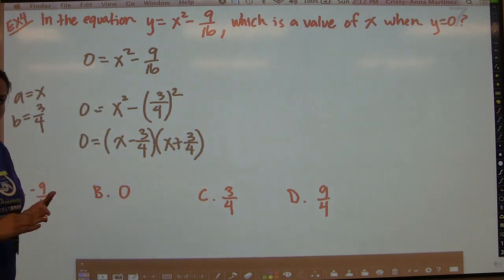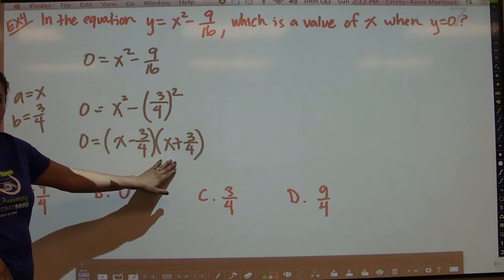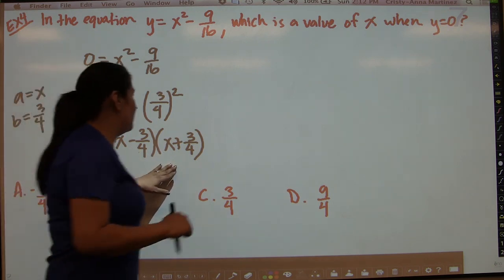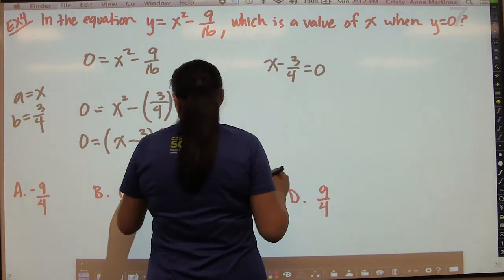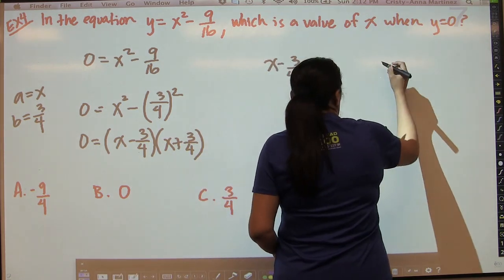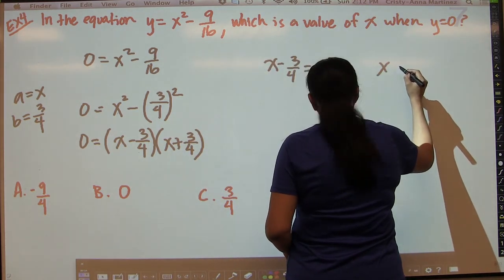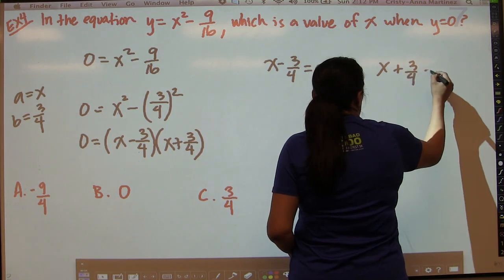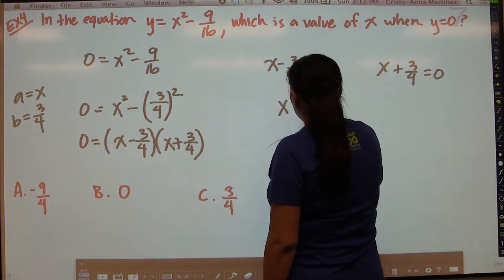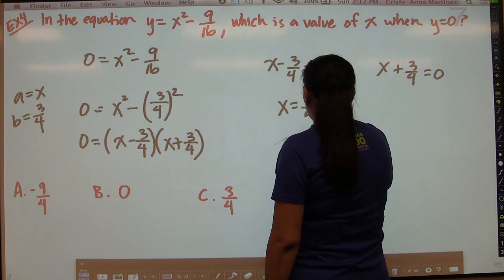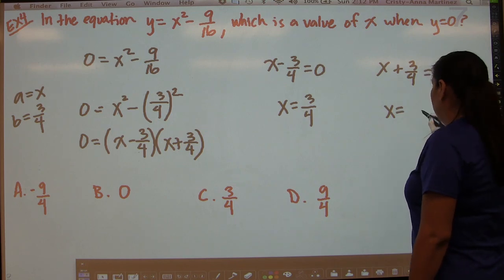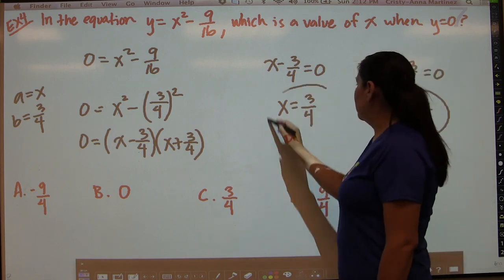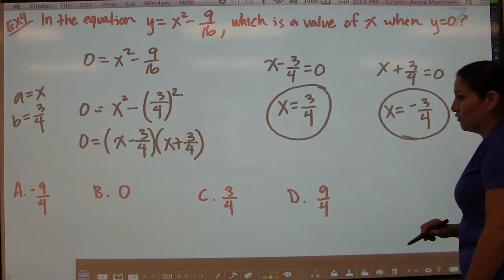And we already learned before that when you have two factors here, you want to use the zero product property, which says that you can take each factor separately and solve it. So x minus 3/4 equals 0, and x plus 3/4 equals 0. And when you do that, in order to solve, you're going to have to add 3/4 to the other side. So x is going to equal positive 3/4. And in this case, you're going to subtract 3/4 from the other side. So you're going to get negative 3/4. You actually have two solutions. x equals positive 3/4 and x equals negative 3/4.